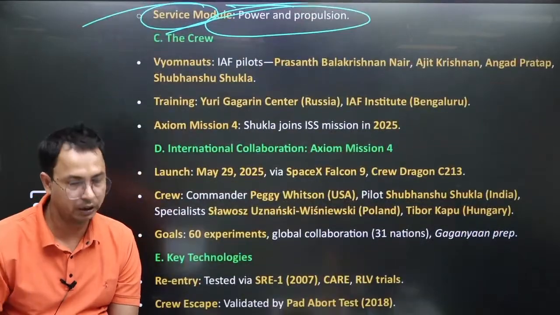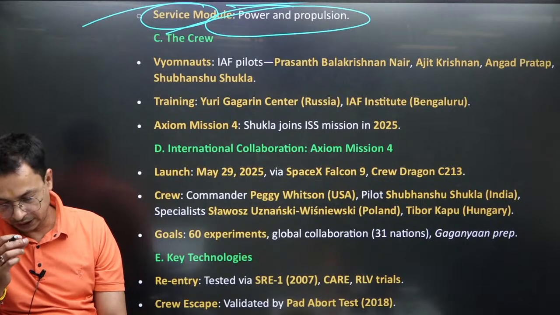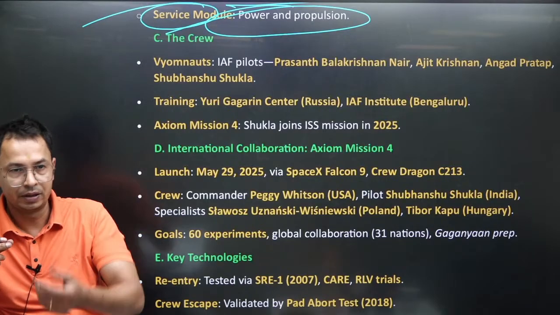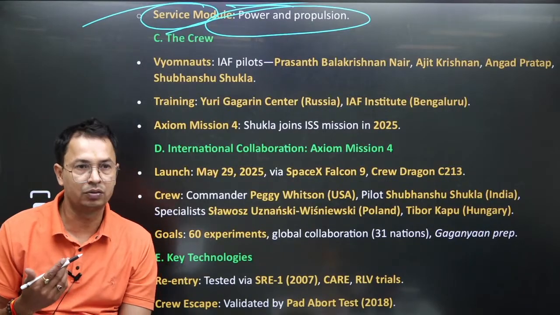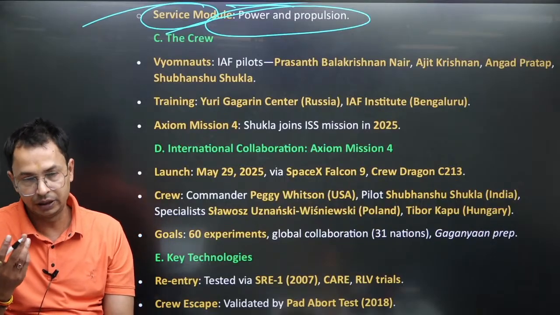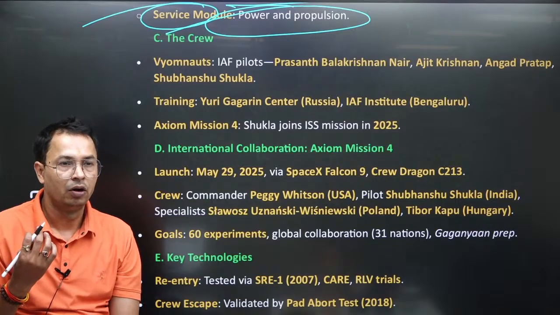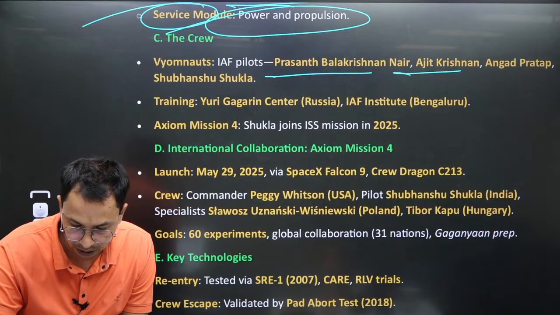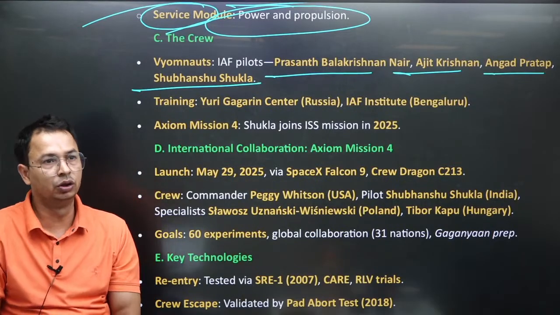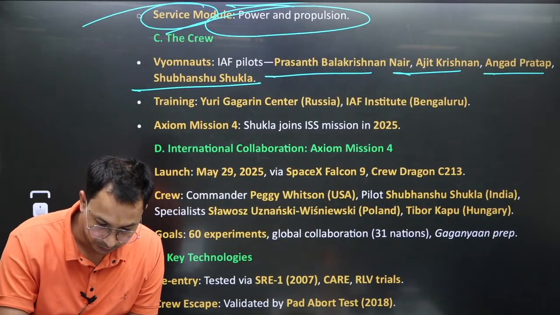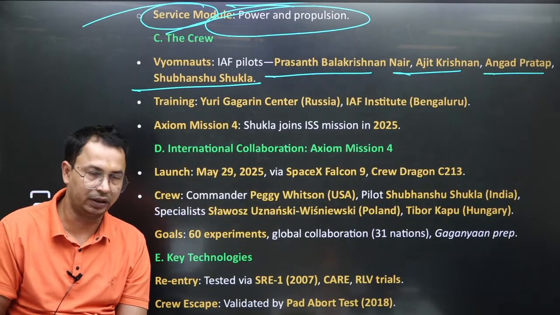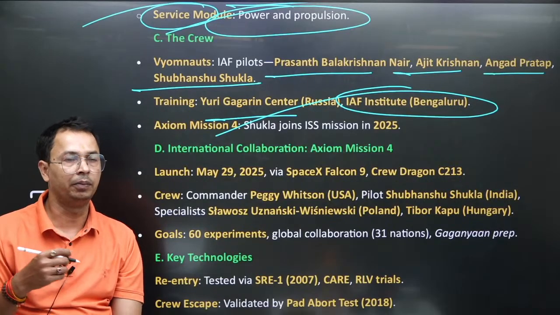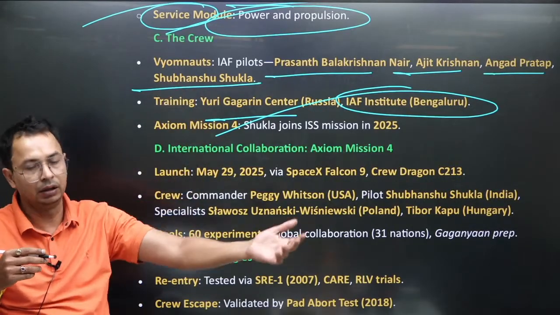There are four personalities from the Air Force who have been selected to go to space in the Gaganyaan mission, and they will be called the Vyomnauts. First is Prasanth Balakrishnan Nair, second is Ajit Krishnan, third is Angad Pratap, and fourth is Subhanshu Shukla. Their training has been completed. The first phase was completed in Russia at the Yuri Gagarin Research Center, and the second phase at the Indian Air Force base in Bangalore.